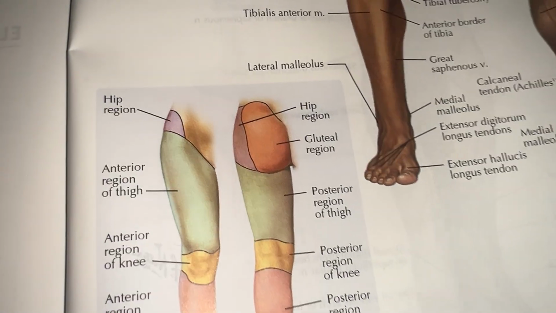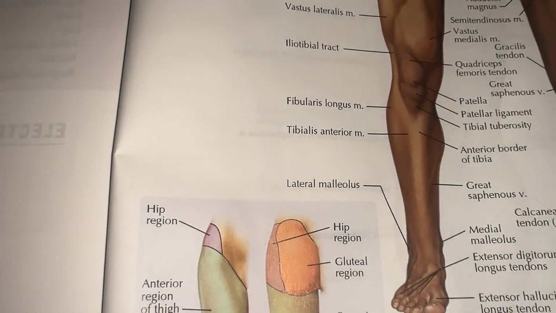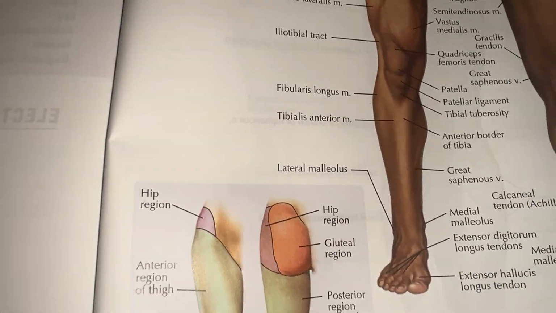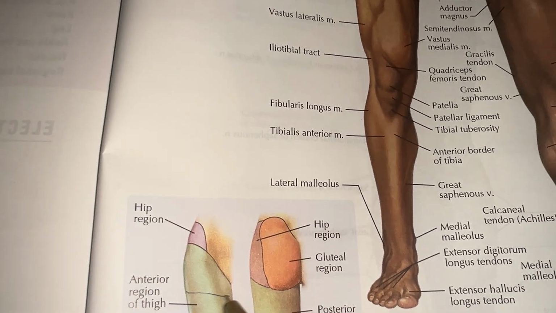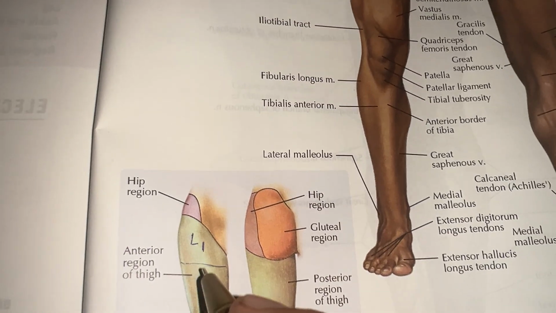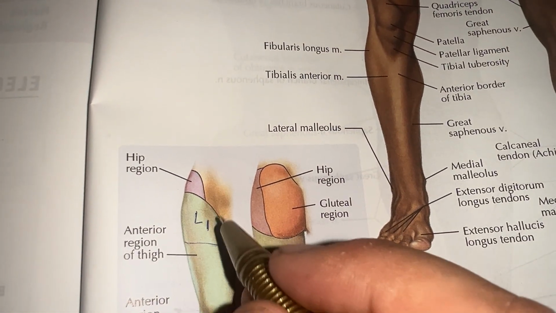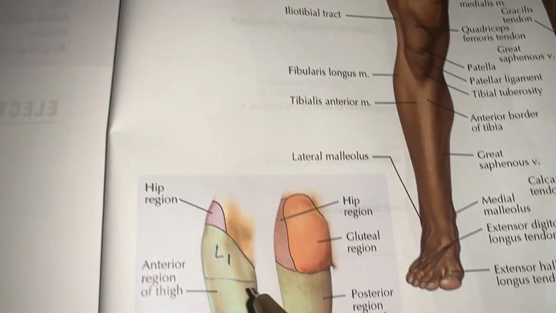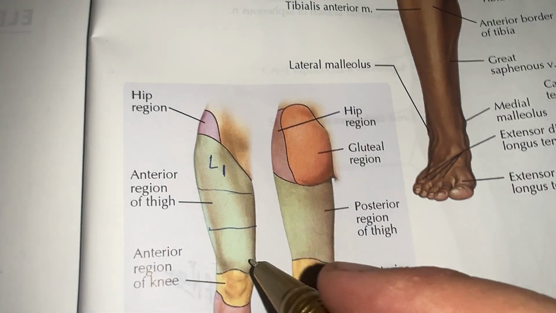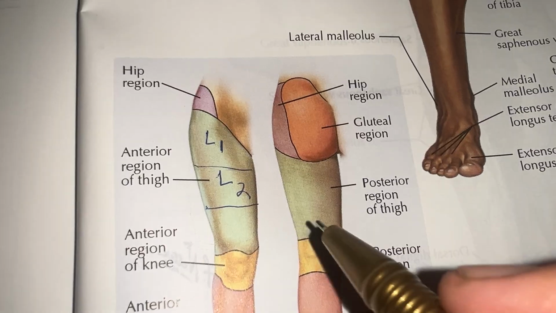First we will discuss a little bit about the dermatome of the thigh. The thigh is supplied by L1, L2, L3. The upper part of the thigh, the dermatome is L1, and it is supplied by the femoral branch of the genitofemoral nerve.